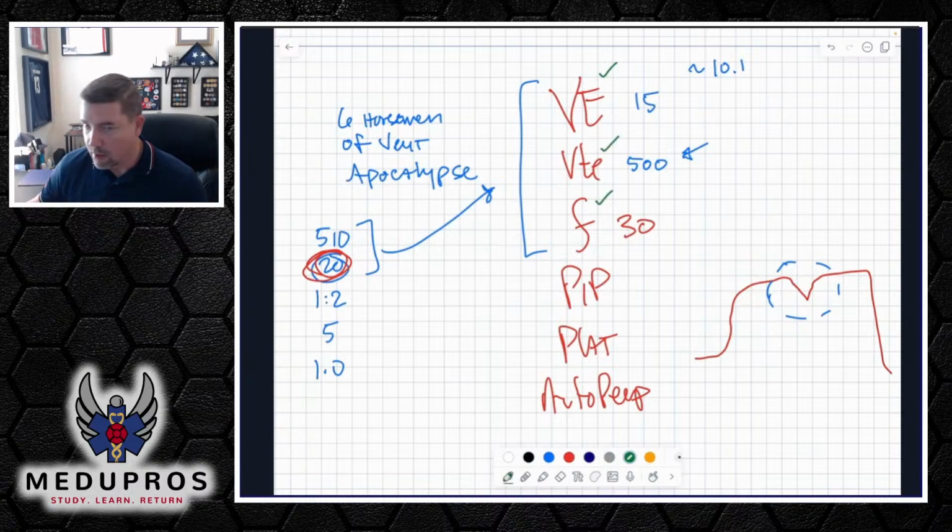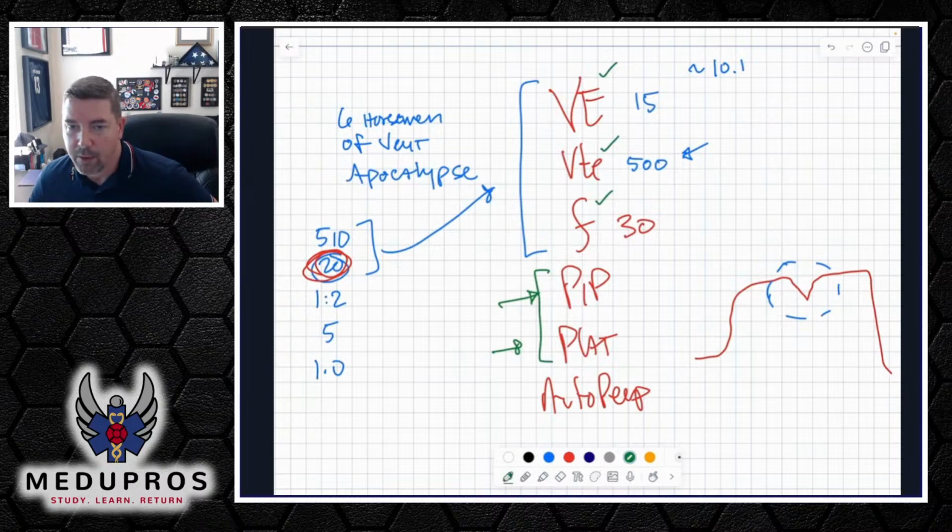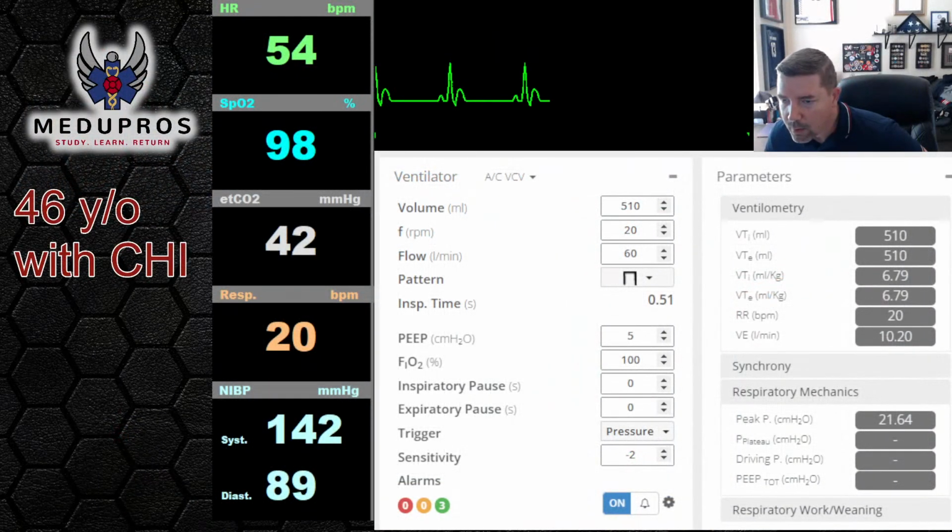Awesome. Now let's go look at our PIP and our P-plat here. These are our pressures. All right, let's go look at that. And your peak pressure here is 21.4. And I believe, yep, here we are. We're in assist control and volume control mode. All right, so 21 is less than 35. That's a good place. So I'm not really worried about pressures. If you wanted to do an inspiratory pause, we can do that real quick.